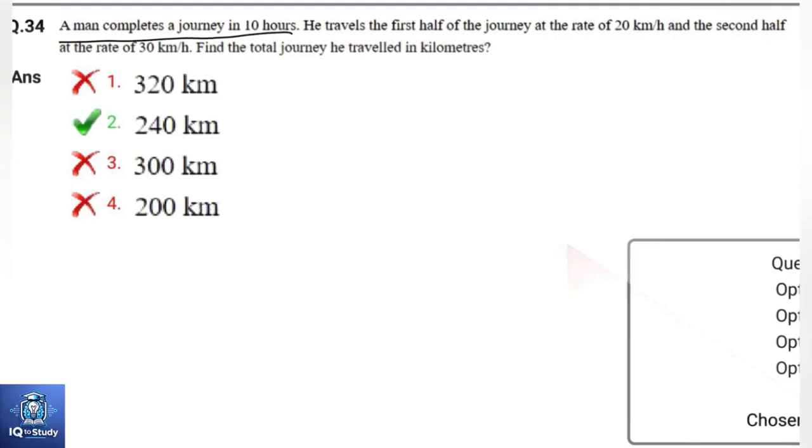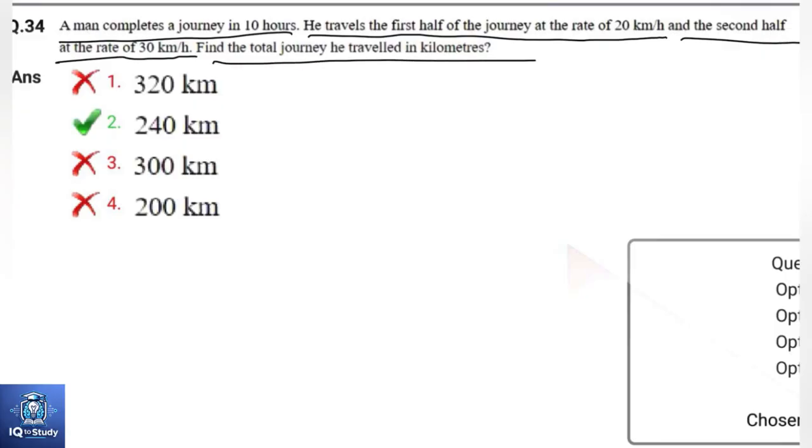A man completes a journey in 10 hours. He travels the first half of the journey at the rate of 20 kilometers per hour and the second half at the rate of 30 kilometers per hour. Find the total journey he traveled in kilometers.